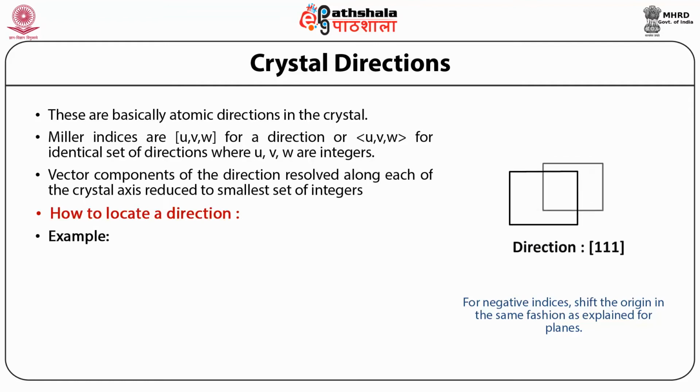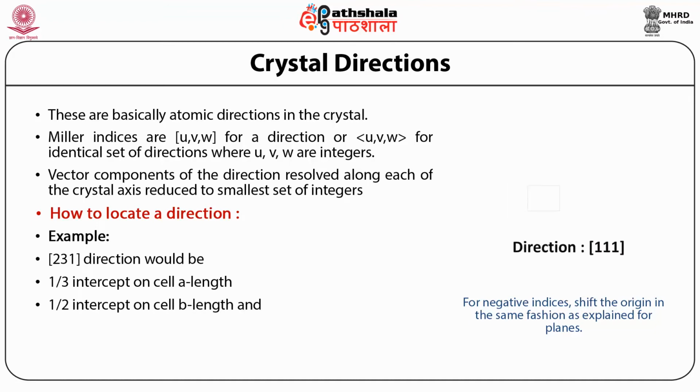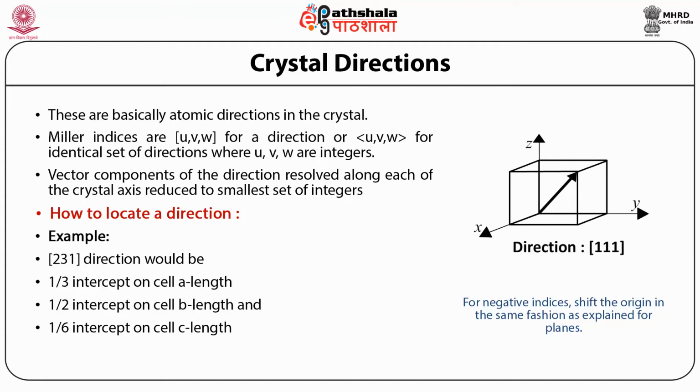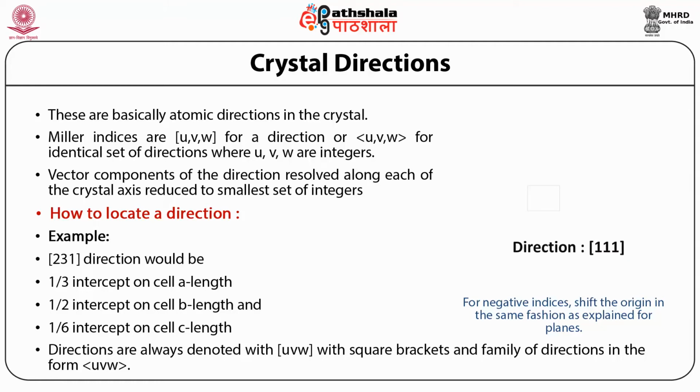So in case of 2 3 1, the direction would be 1 by 3 intercept on cell A length, 1 by 2 intercept on cell B length and 1 by 6 intercept on cell C length. So the directions are always denoted with UVW in square brackets, and finally the family of directions in the form of triangular brackets with UVW.